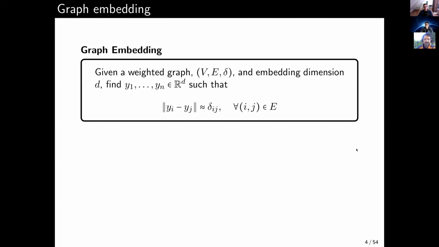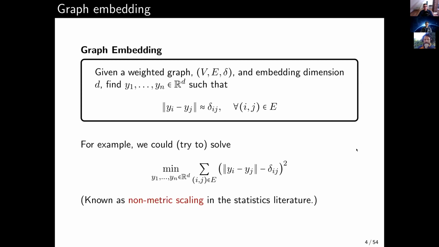This is vaguely stated. We're given a weighted graph. V is the node set, E is the edge set, and delta is the weight function on the edges. And we are also given a target dimension, little d, which is often 2 for visualization purposes. And the goal is to find points in space, y1 through yn, in R^d, such that their pairwise Euclidean distances are approximately equal to the corresponding edge weights when the points are indexed accordingly.